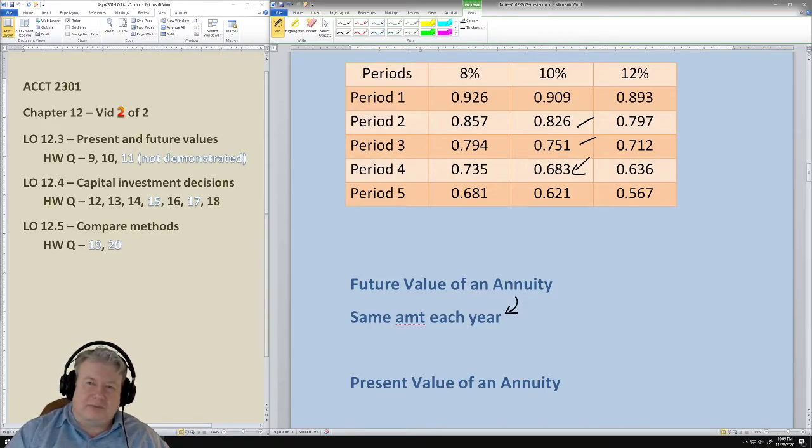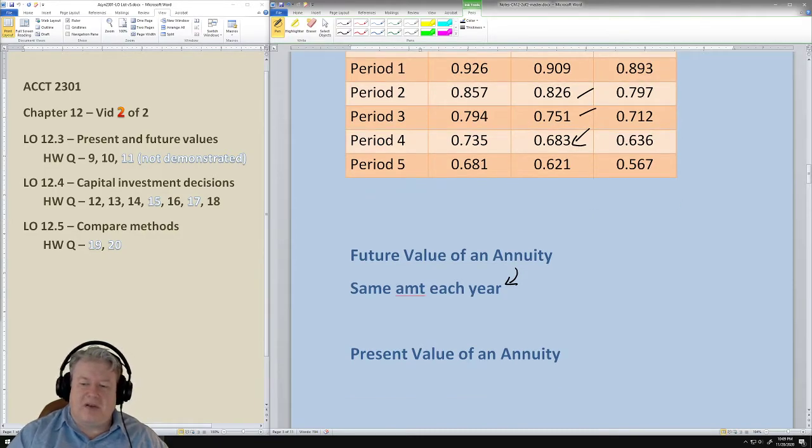So the question is always going to be, when you get into these tables, which one do I use? Do I use the present value? Do I use the future value? And do I use annuity of either one?